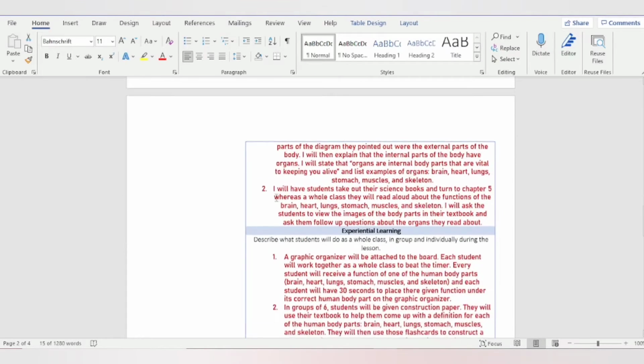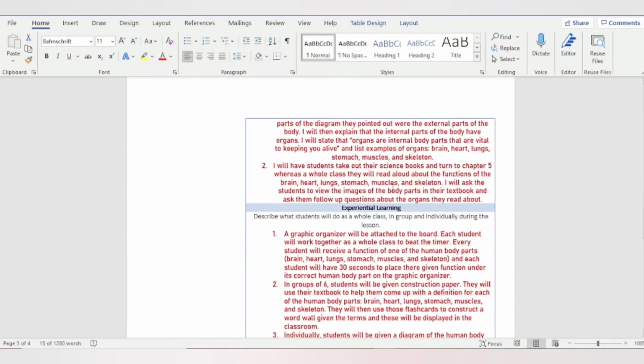the next thing I'm going to do is I will have students take out their science textbooks and turn to chapter 5, where as a whole class they will read aloud about the functions of the brain, heart, lungs. I will ask the students to view the images of the body parts in their textbooks and ask them follow-up questions about organs they read about. So this is everything I'm doing in my classroom to teach the lesson.